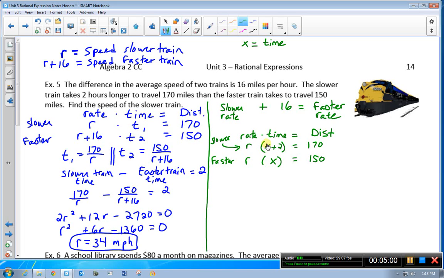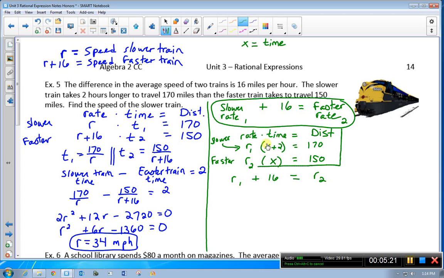So then from there, this is rate 1 and rate 2. So we had slower rate 1 plus 16 equals faster rate 2. So I am now going to say that R1 plus 16 equals R2. And I'm getting that from here. And then here's kind of like my chart. And so rate 1 can be represented as 170 divided by x plus 2 plus 16 equals 150 divided by x. And so now we are solving for x, which gives us the time.